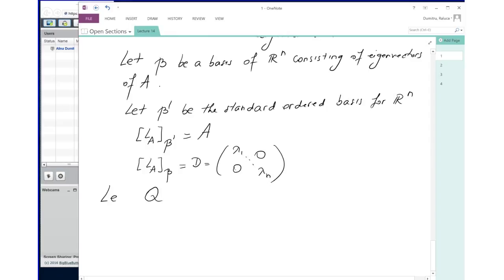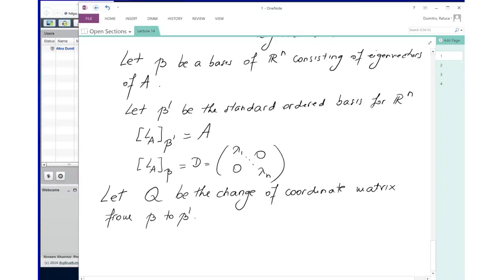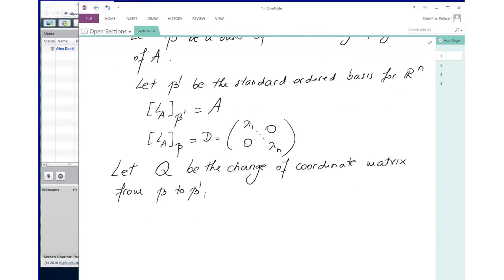Now, there was a matrix a while ago that we called the change of coordinate matrix, to change from a basis to another basis. We call that Q. This will be exactly that Q. So Q is the change of coordinate matrix from beta to beta prime. So it changes from beta to beta prime.